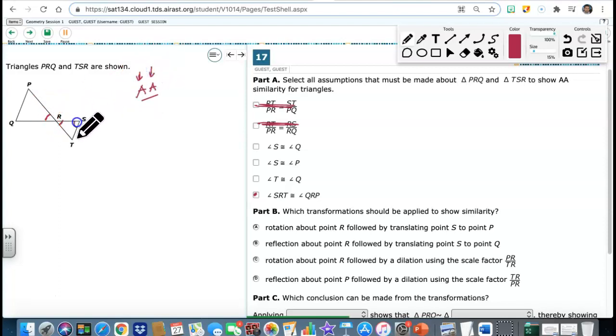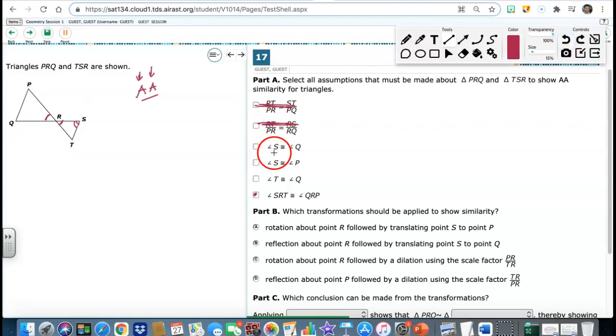Therefore, I have to prove that this angle S is congruent either to angle P or angle Q, one of them. How do I prove that? If this line is part of this line, then I can say there's a relationship like alternate interior angles of those angles. So that's what I'm looking for. Now, let's see out of the options that I have right now.